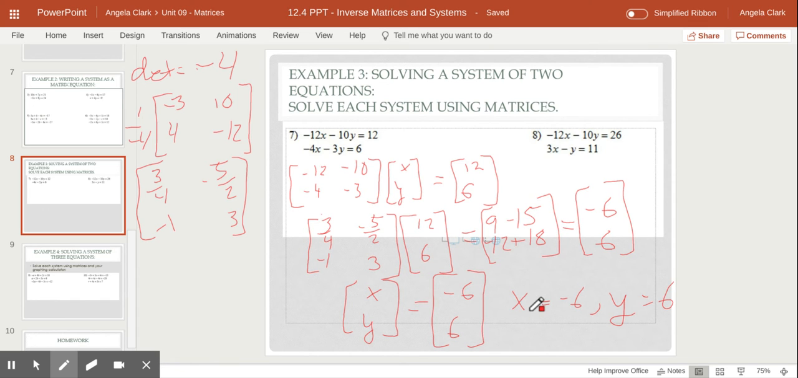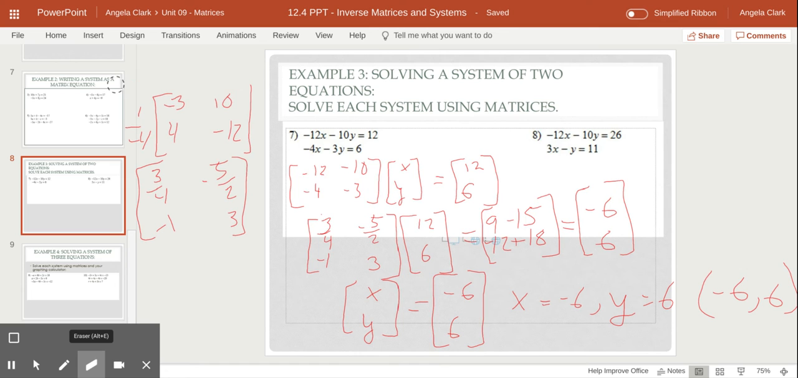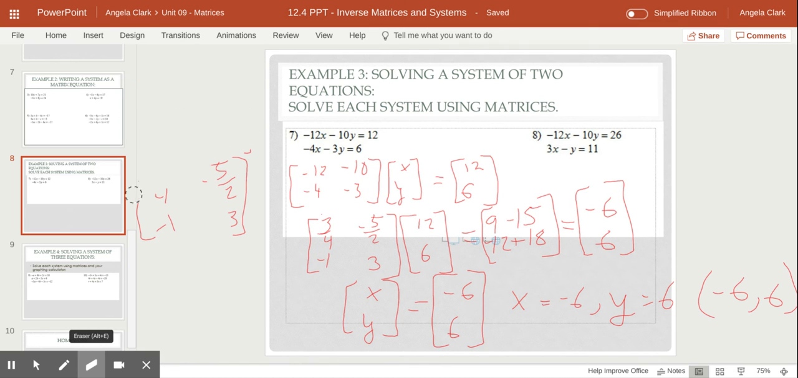Okay, so this is my solution. So I can write it this way or I can write it this way. Either way, that would be correct. The other way to write it would be like that. So any of these three would be correct. I usually prefer this one, but any of these would be correct in this case. Okay, so let's go ahead and do number 8. So I'm going to erase all of this so I have room again.